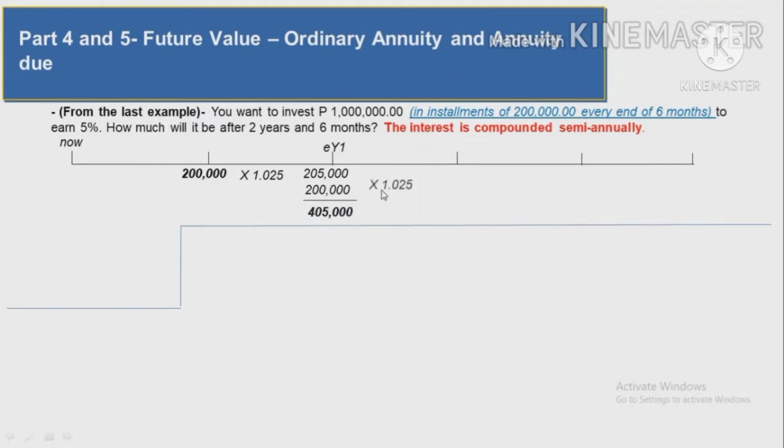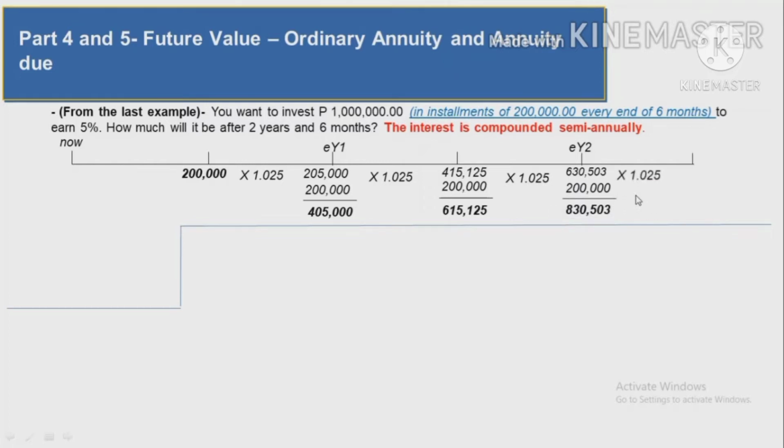The 405,000 will then grow again times 1.025. You have 415,125 plus the third 200,000 that you're gonna invest. You have 615,125. You multiply that again by 1.025, and you're gonna get 630,503. The fourth investment of 200,000 will be added, and then you're gonna get 835,03.